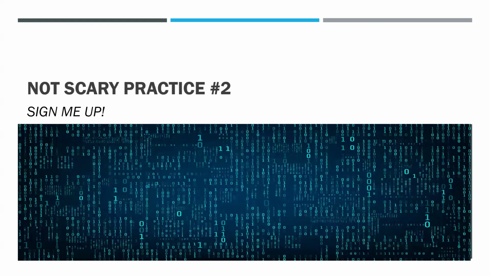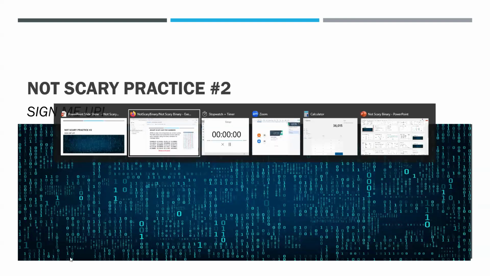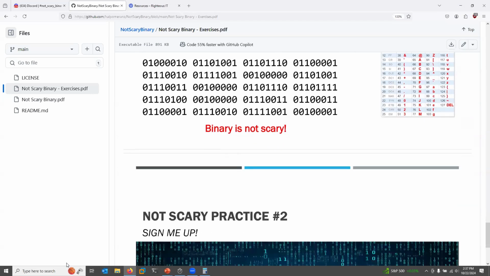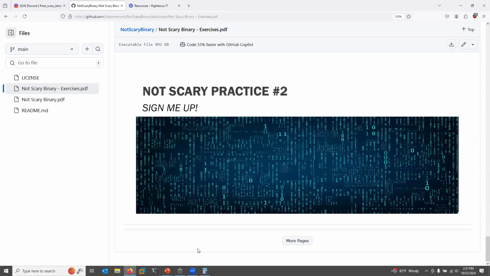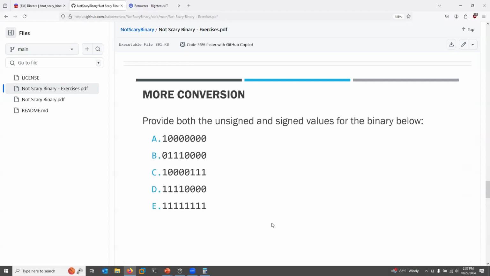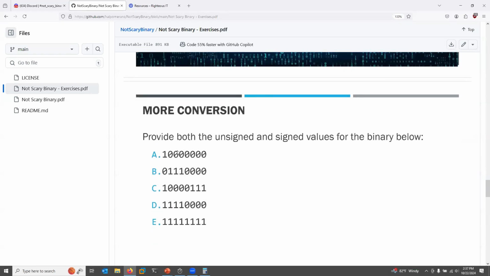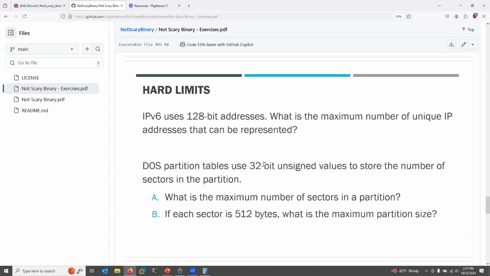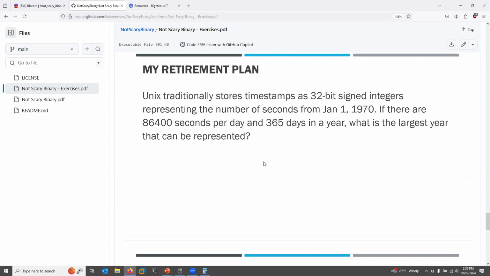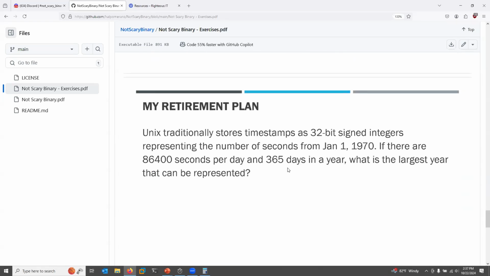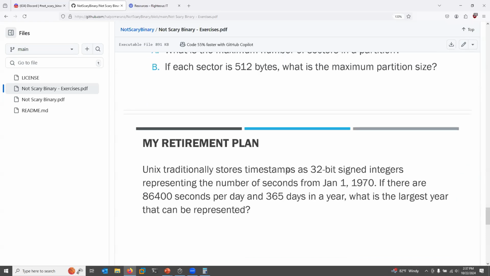So, the next practice is dealing with signed versus unsigned values. Here are 5 binary numbers. I want you to decode them as both unsigned and signed values, and then answer some questions about maxima. And for my retirement plan, I told you it was 2038, but see if you can confirm that by doing a little bit of math.